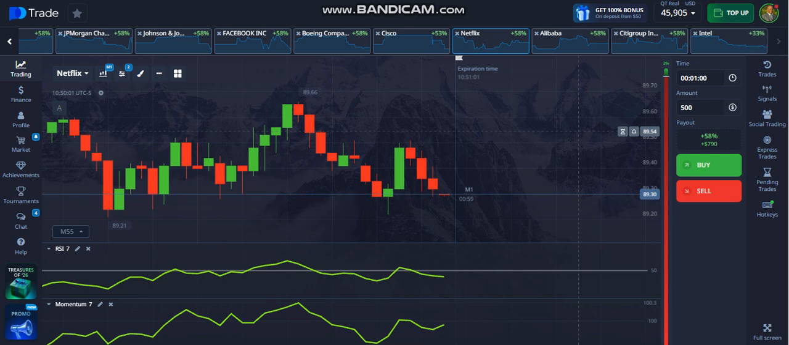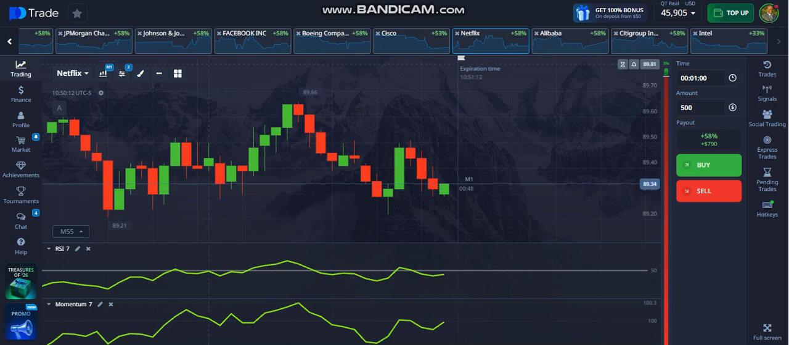So today I'm on the Pocket Option platform and I'm going to be trading stocks on the platform. Some known stocks like Boeing, Alibaba, Netflix, Facebook. Okay, so I'll be utilizing two indicators.